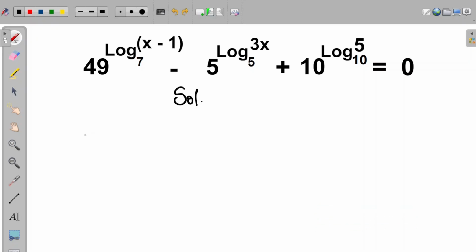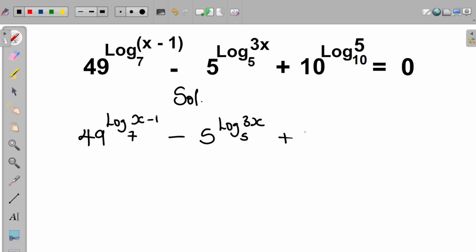So the question is 49 raised to the power of log of x minus 1 to base 7, minus 5 raised to the power of log of 3x to base 5, plus 10 raised to the power of log of 5 to base 10, equal to 0. Now at this point, we can express 49 in base 7.